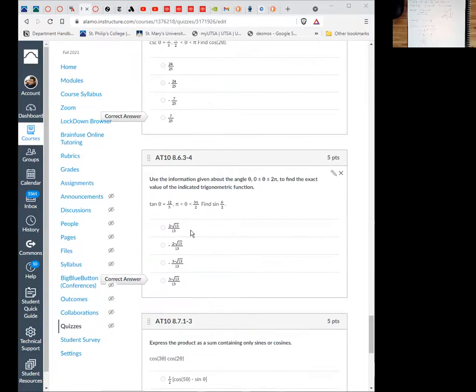So the next one is similar, except they used the half angle formula. Remember we did this, I think, last time. Remember how we said you need to figure out where your theta/2 is? Is it still in this quadrant? And if it is, then that's when you decide what sign to use.